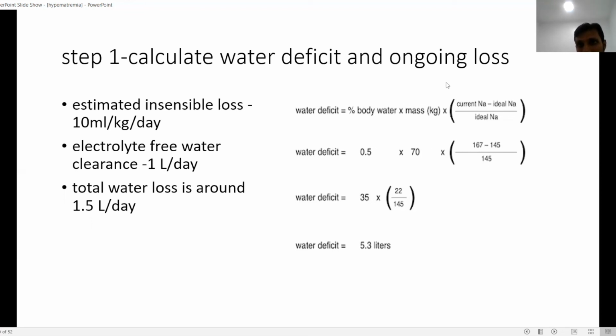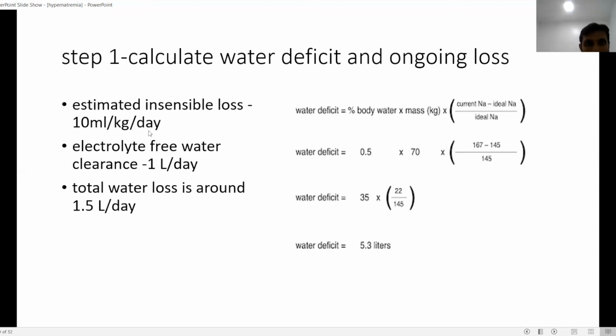And the mass is in kg, and the water deficit is calculated as fraction of body water times mass times current sodium level, ideal sodium level, that is 140, divided by ideal sodium level. This calculation will show how much the water deficit is in the body.